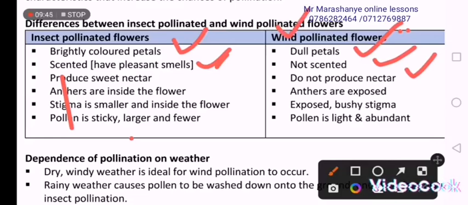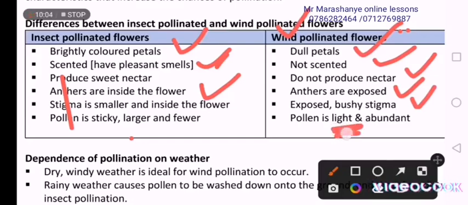My anthers are inside the flower in this one. Then in the other, my anthers are exposed. You can check my diagrams. The stigma is smaller and inside the flower, then in the other the stigma is exposed. Then my pollen is thick, larger and fewer. My pollen is light, abundant. Why are they light? For them to be easily blown away by wind. That's it.